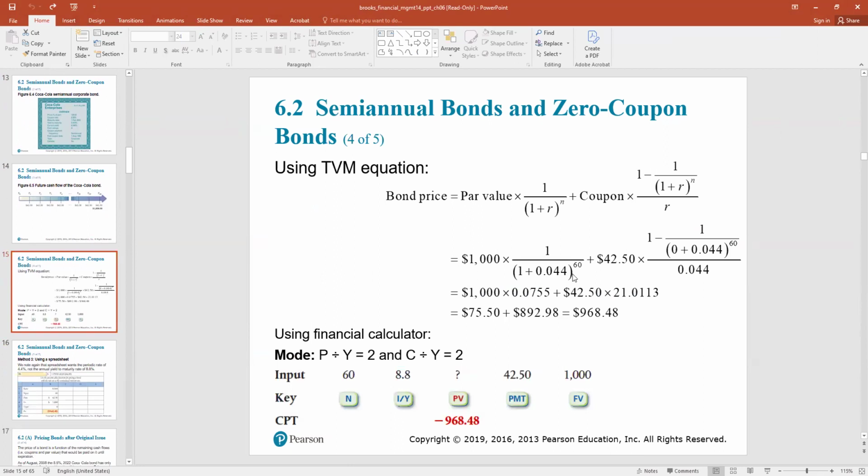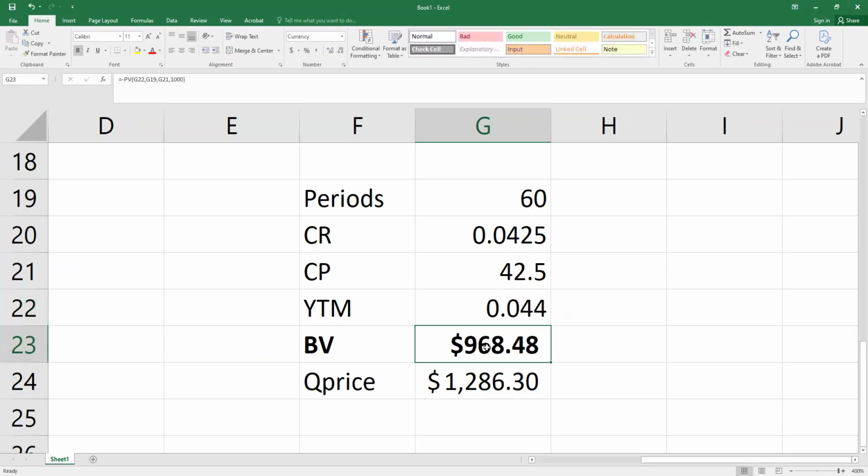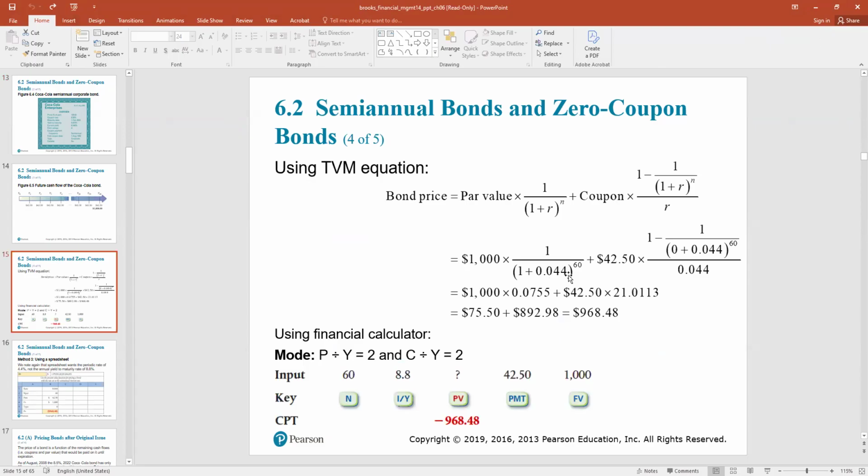And as an example, if you use 8.8% here, that's the price you're going to get in the book. So whenever you are reviewing the chapters, just take note that there's a typo: the YTM in here is different from the YTM here. They forgot to change it.